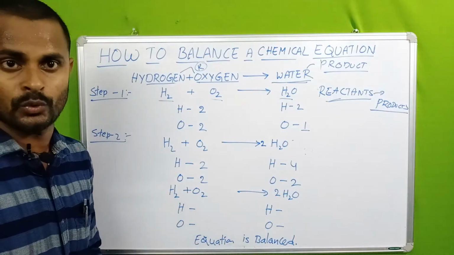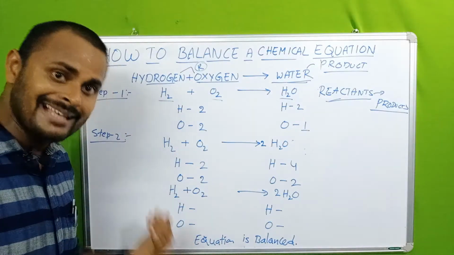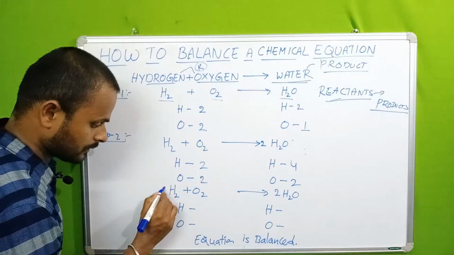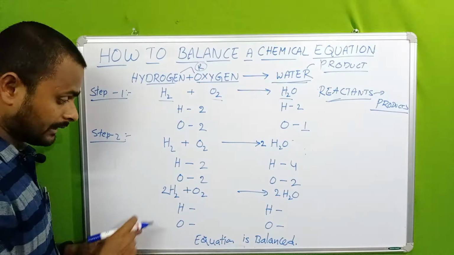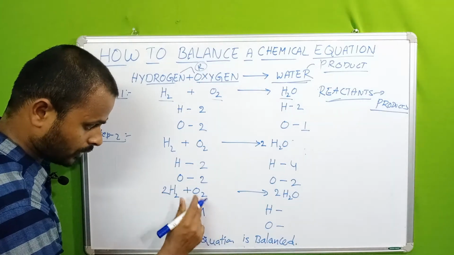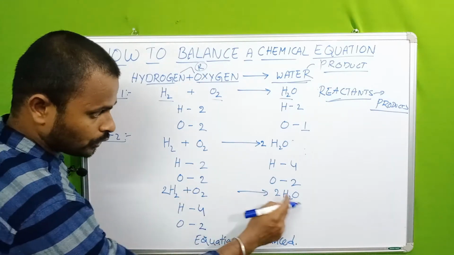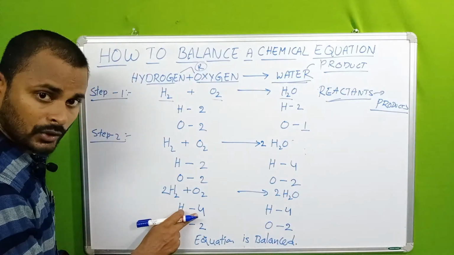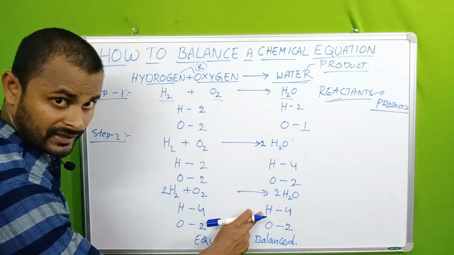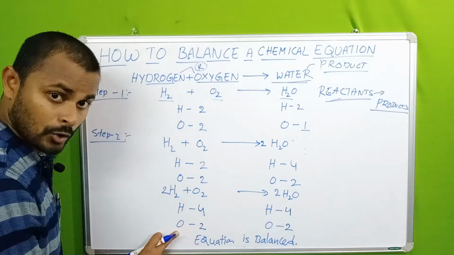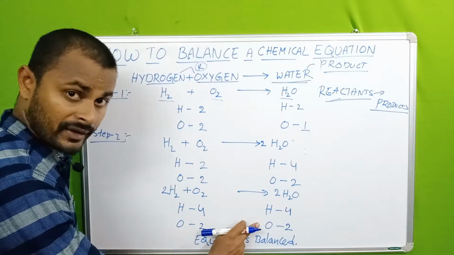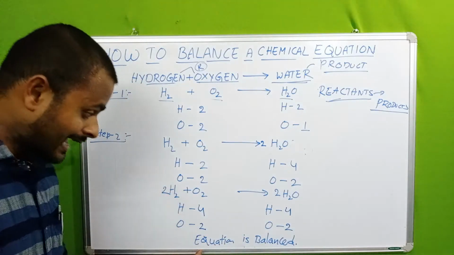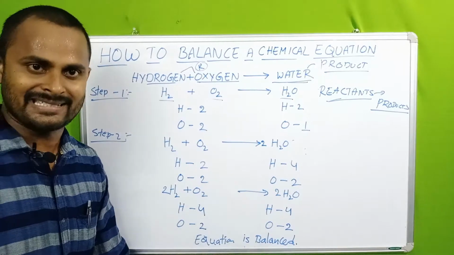Then what do we have to do? Again, which side has fewer hydrogens? Reactant side. So you add here a 2. Then 2 twos are 4 hydrogens. So in the reactant side how many hydrogens? 4. Product side 4. Reactant side how many oxygens? 2. In the product side 2. Like this way we have to balance the equation. Hence the equation is balanced.